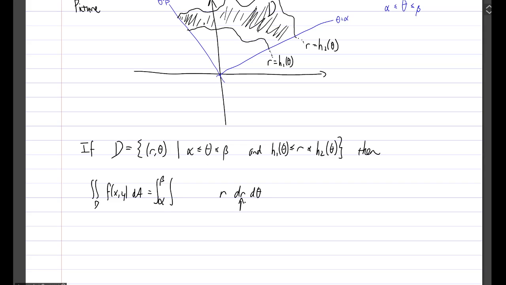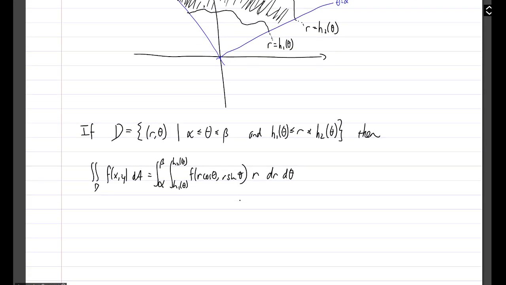We have our r values now given by the functions h sub 1 and h sub 2, so h sub 1 of theta to h sub 2 of theta. And then for f of x comma y, every x needs to get replaced with r cosine theta, and every y needs to get replaced with r sine theta.